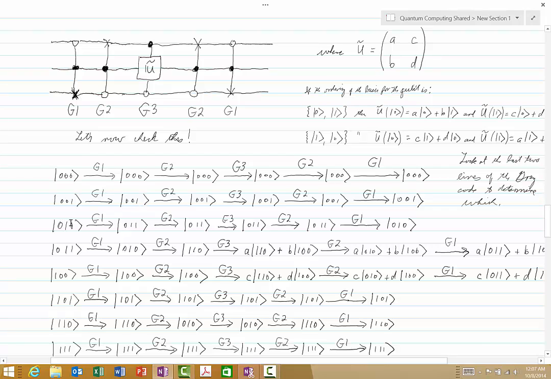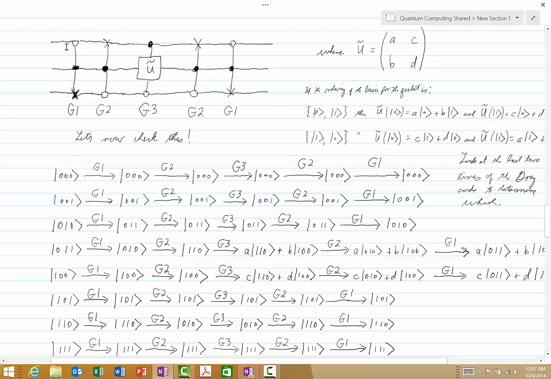What about 0, 1, 0? Well, the 0 and the 1 match, and so that last 0 will toggle, and 0, 1, 0 will become 0, 1, 1. And indeed, that's what we have here. 0, 1, 0 will become 0, 1, 1.